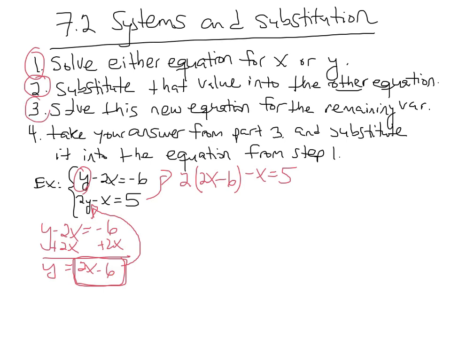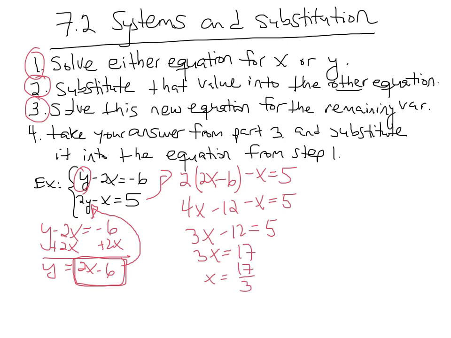Step 3 says solve this new equation for the remaining variable. So we'll distribute: 4x minus 12 minus x equals 5. We'll combine some like terms. Add 12 to both sides, and we will get x equals 17/3. That is step 3.